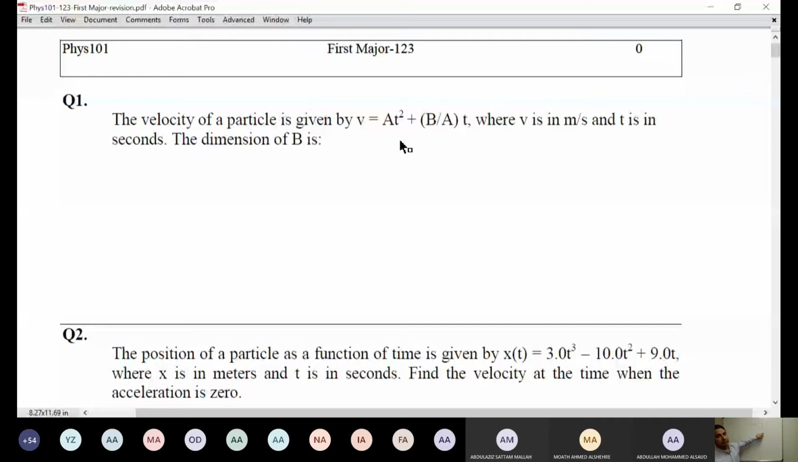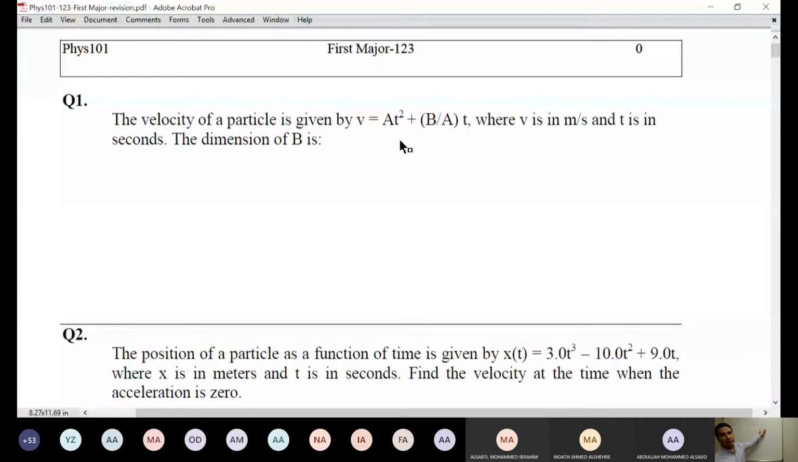What should be the dimension of a? Can someone else answer this question? Maybe T. Yes, because theta is in degrees, and degrees means no units. It's just a unitless quantity. So whatever quantity you have in the numerator of a fraction, the same quantity will go to the denominator.